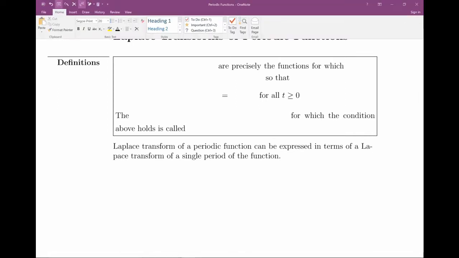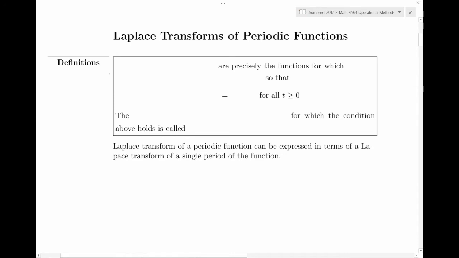Periodic functions are precisely the functions for which there exists a positive number T so that a function f shifted by capital T gives us exactly the same values as f at t.